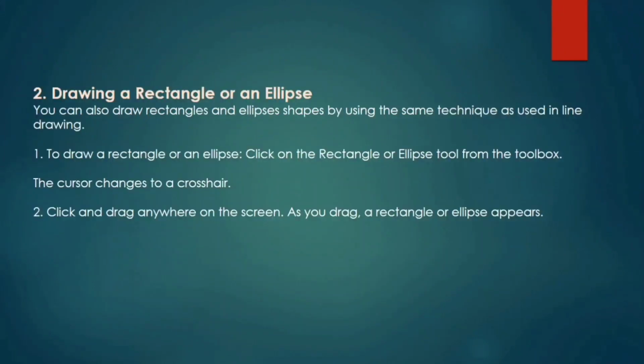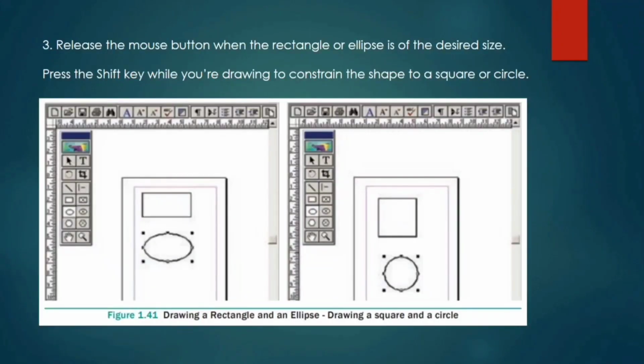Drawing a rectangle or an ellipse. You can also draw rectangles and ellipse shapes by using the same technique as used in the line drawing. To draw a rectangle or an ellipse, click on the rectangle or ellipse tool from the toolbox. The cursor changes to a crosshair. Click and drag anywhere on the screen. As you drag, a rectangle or ellipse appears. Release the mouse button when the rectangle or ellipse is of the desired size. Press the shift key while you are drawing to constrain the shape to a square or circle.